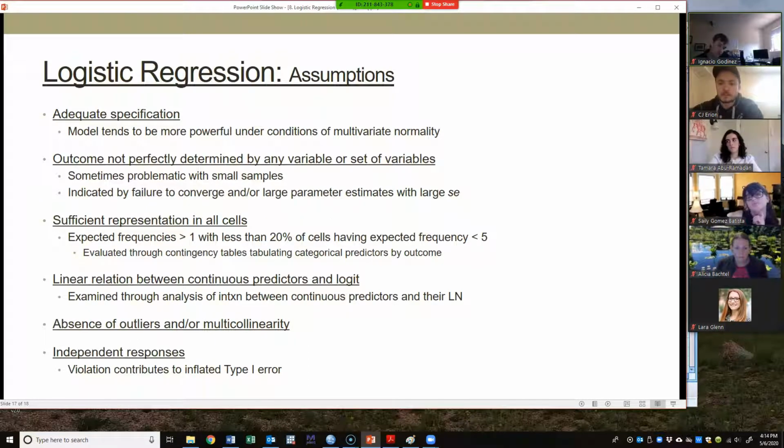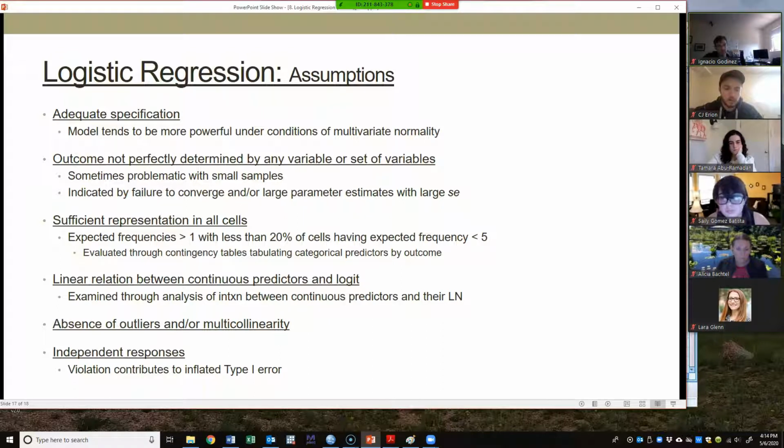All right, going to finish with assumptions of our logistic models. Again, the nice thing about logistic models is that our assumptions are much, much more relaxed within these. So again, though, we still want to make sure that I have adequate specification, right? I want to make sure that the variables that need to be in there are in there, and those that aren't. Now, my model tends to be more powerful if my data is multivariate normal, but if it's not, that's fine. It's not a requirement for proper estimations here.